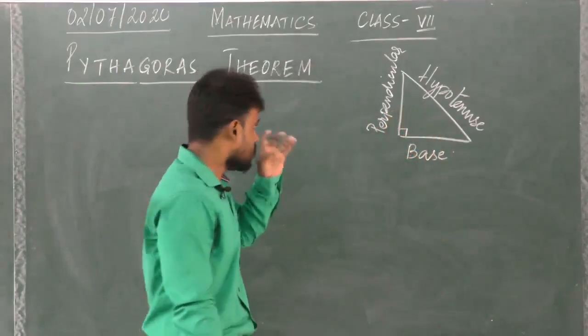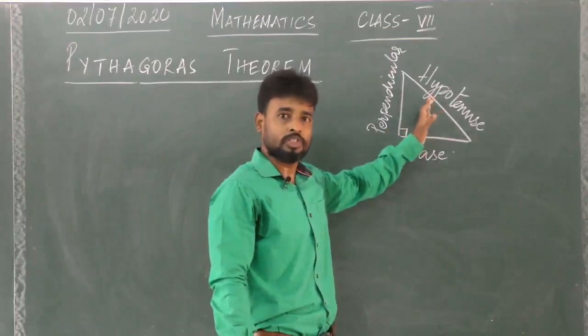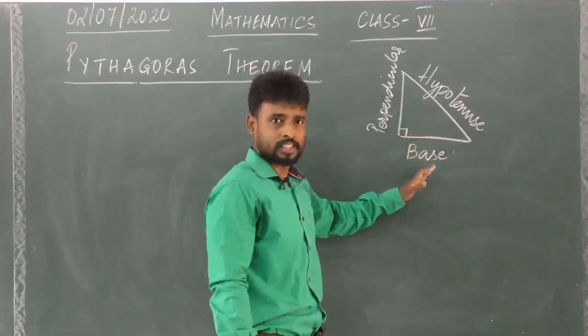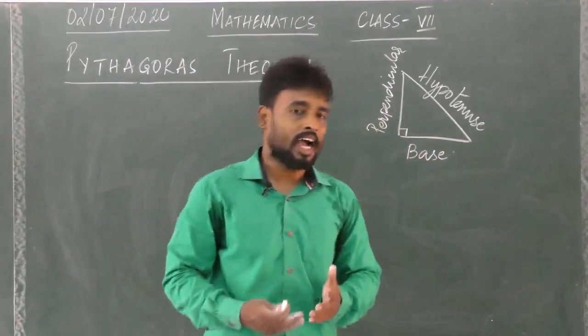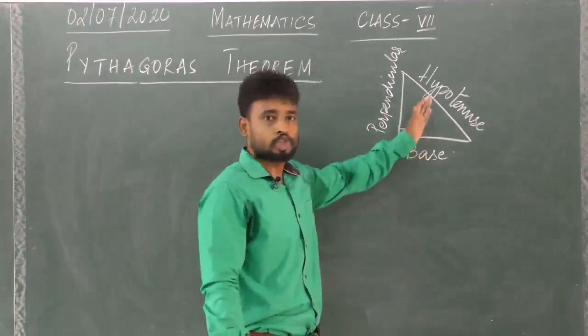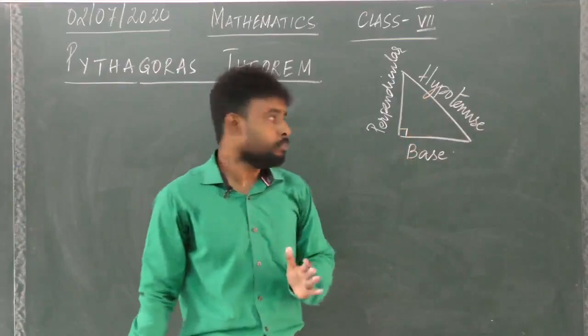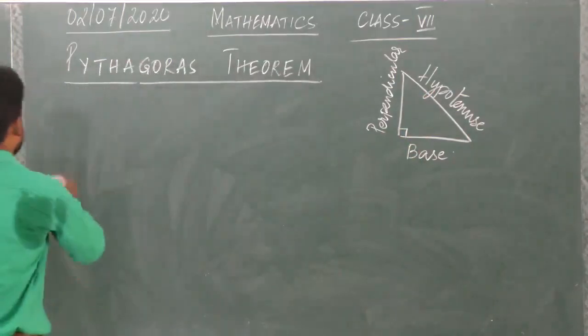He said that the square of the hypotenuse is equal to the sum of the squares of its base and its perpendicular. I repeat, in a right angle triangle the square of the hypotenuse is equal to the sum of the squares of its base and its perpendicular. Now let us write it down.